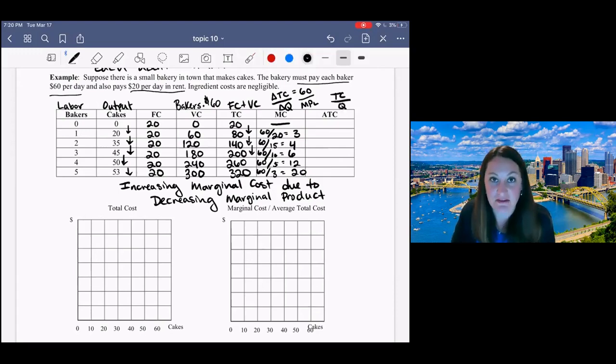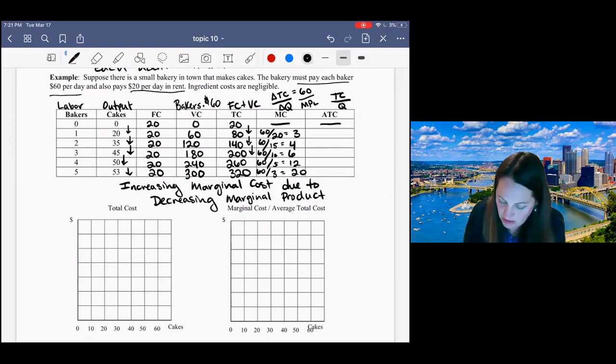I'm actually not going to have you calculate average total cost in your problem sets, but we are going to be looking at average total cost in graphs quite a bit in this section. So in this example, we are going to calculate average total cost. That's just total cost divided by quantity. Tells me on average how much does each cake cost.